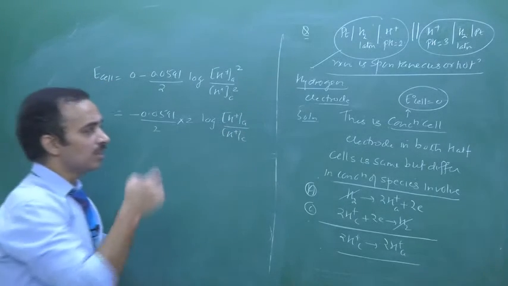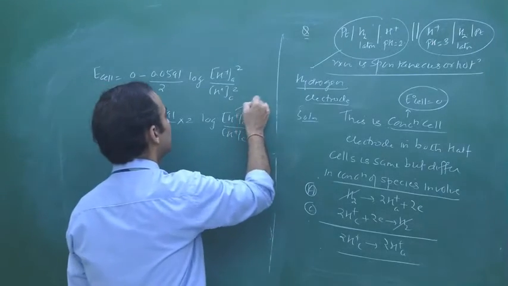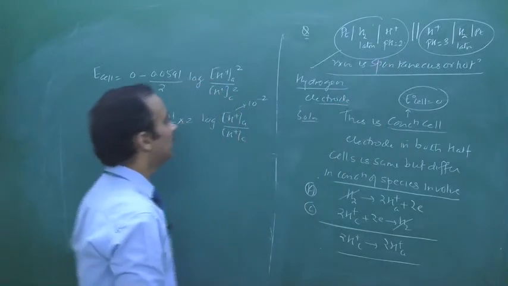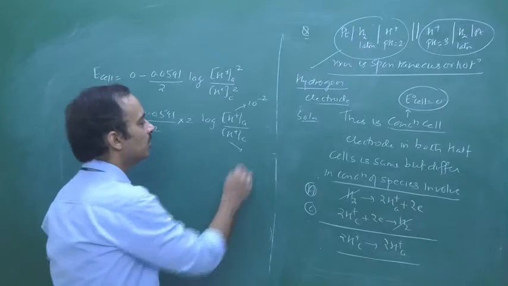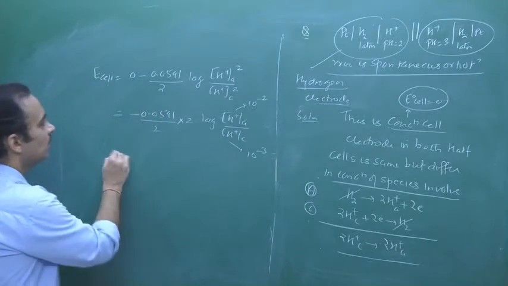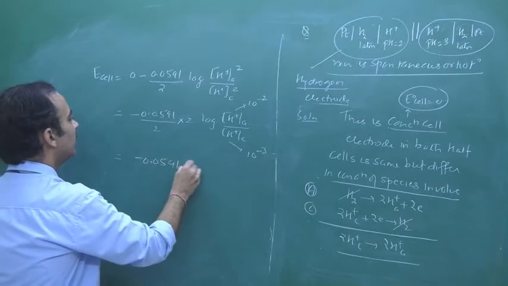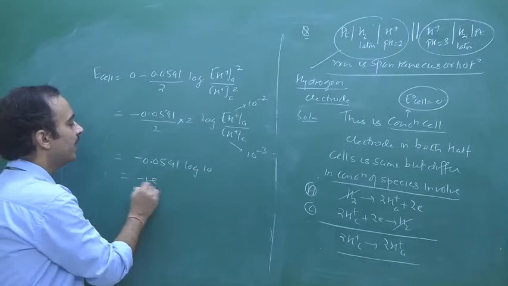What is H positive in anode? H positive in anode is 10 to the power minus 2, since pH is 2. What is H positive in cathode? H positive in cathode is 10 to the power minus 3. So this comes out to be minus 0.0591 log 10. That means it comes out to be negative.